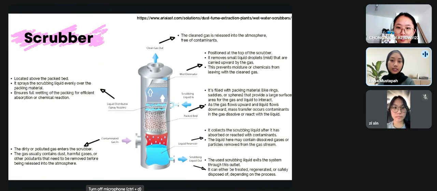Lastly, we have scrubber. Clean gas out. The clean gas is released into the atmosphere free of contaminants. Mist eliminator, it is positioned at the top of the scrubber. It removes small liquid droplets, which is mist, that are carried upward by the gas. This prevents moisture or chemical from leaving with the clean gas.